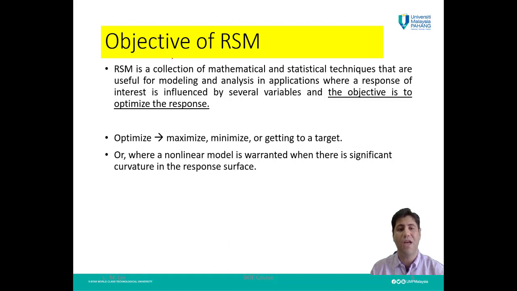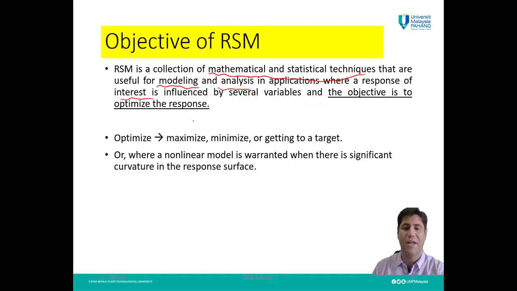Then, what is the objective of RSM? RSM is a collection of mathematical and statistical techniques. As I told you, again, we need the information you have already learned in previous sessions. Mathematical and statistical techniques that are useful for modeling and analysis in applications where a response of interest is influenced by several variables and the objective is to optimize the response.